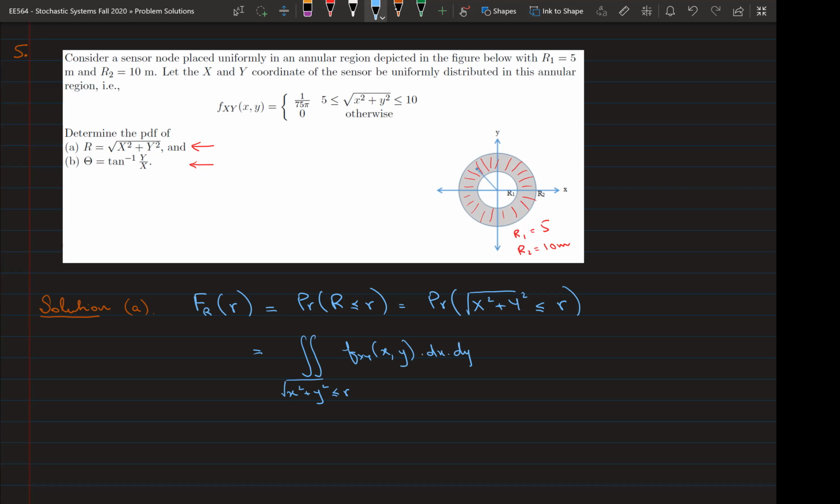And I know that this joint PDF of x and y is equal to 1 upon 75 pi, only in the region where the square root of x squared plus y squared is less than 10 and greater than 5, between the radius of 5 and 10 meters, okay? And that ensures this must be less than or equal to r, and this must be greater than or equal to 5, because if it's less than 5, this must be equal to 0, right? And for this integral to hold true, r must also be less than 10, because if it's greater than 10, then this mathematical form will not hold true. Actually, for r greater than 10, the CDF must saturate to 1. Okay, so that should be very, very clear.